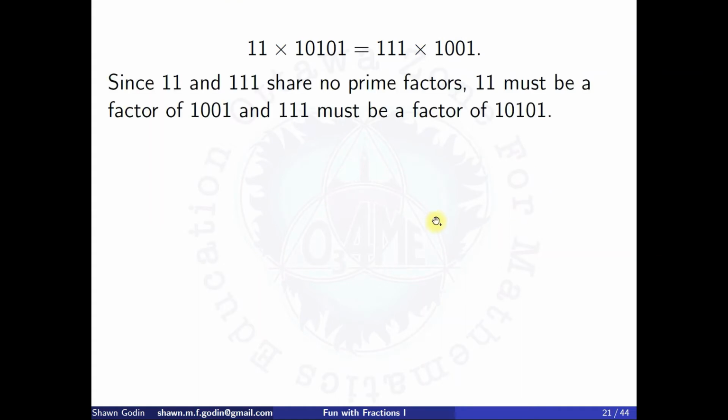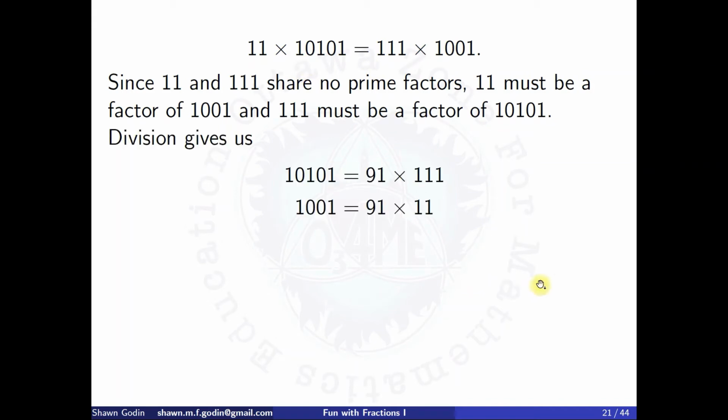So if we look at that, 11 and 111 don't share any prime factors, which means that since these are the same numbers, any factors of one have to be factors of the other. So 11 has to be a factor of 1001, and similarly, 111 has to be a factor of 10,101. If we just do division, we get 91 times 111 is 10,001, and 91 times 11 is 1,001.